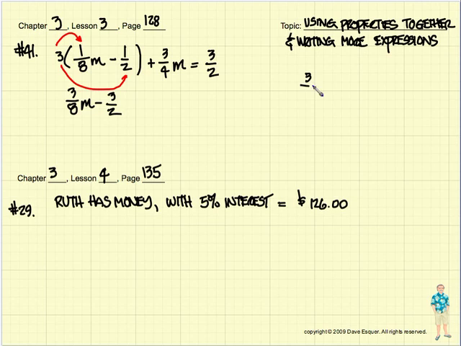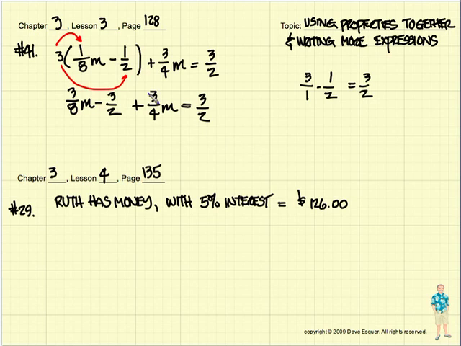Let's just remember how to do that. 3 over 1 times 1 over 2. I put that 1 underneath. This gives us that 3 over 2 as a refresher. Plus 3/4 of an m is equal to 3 over 2.